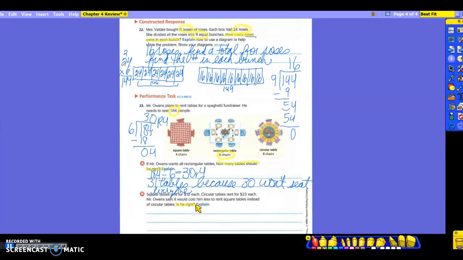Okay, who can tell me what kinds of numbers I'm going to be using here? Maurice? Okay, $12 for the square tables. What else? $23 for the circular tables. Any other numbers I'm needing? Is that all I need? No. Cheyenne, what else do I need?